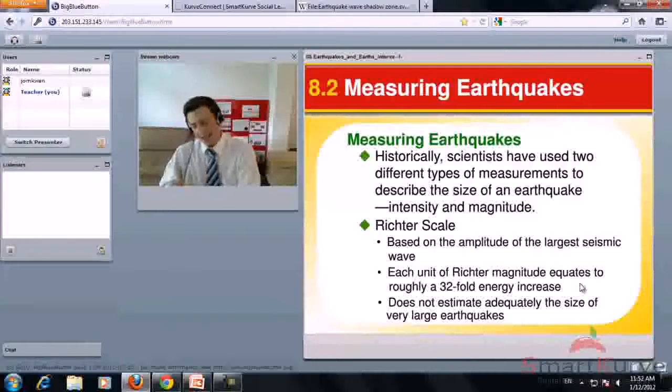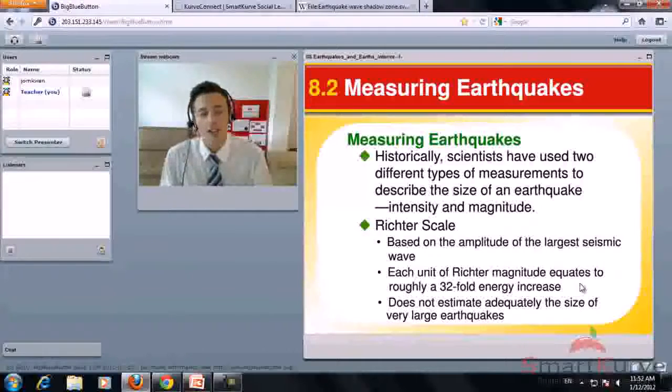So think how silly it would be for scientists to say, okay, this was a category 1,700,000 earthquake. This was a category 32 earthquake. This was a category 32,600,000 earthquake. It would be so confusing. No one would understand what they were talking about. So we use a 32 base counting system. So we can just go from 1 to 10.